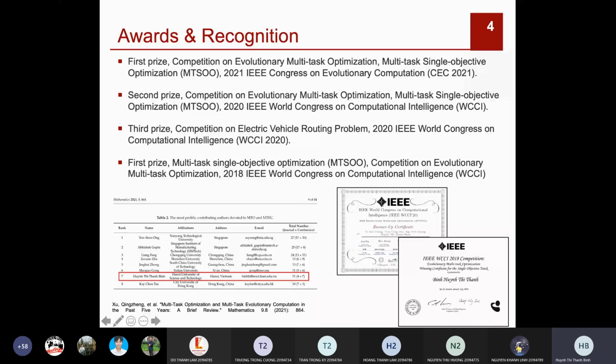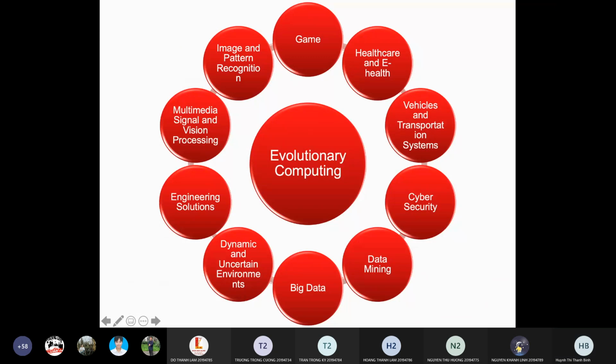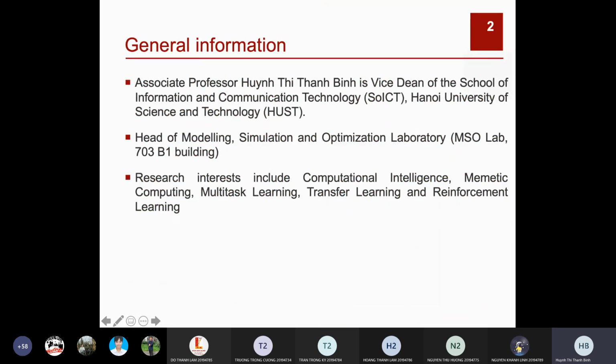Cái phần này là đang nói về các nghiên cứu của mình. Nghiên cứu của mình thì về computational intelligence, memetic computing, multitask learning, transfer learning and reinforcement learning. Tất cả những nghiên cứu của mình đều liên quan về thuật toán, và mình làm về tính toán tiến hóa. Tức là buổi đầu hôm nay là để giới thiệu, mình giới thiệu về nghiên cứu của mình, em hiểu không?